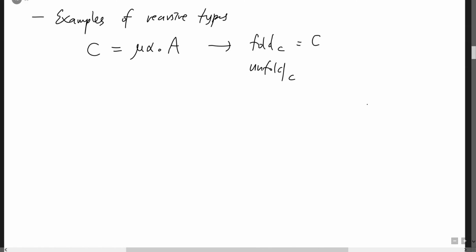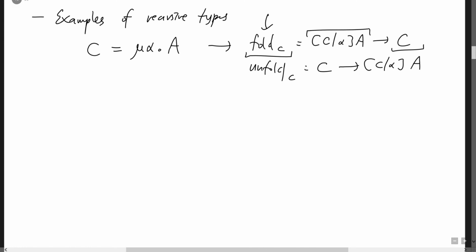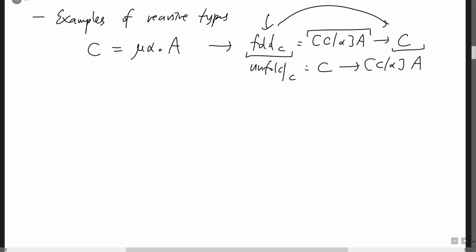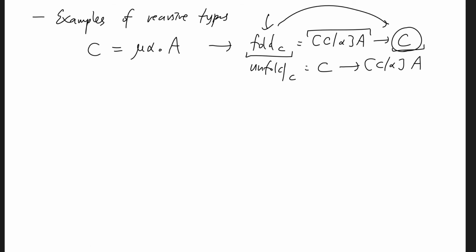Fold takes a value of type A with alpha replaced by C and creates a value of type C, and unfold takes a value of recursive type and unfolds it. So remember that the only way to create a value of recursive type is by applying this fold function. You create the value of this type and apply this fold function. This is the only way to create an expression of type C, a value of a recursive type.